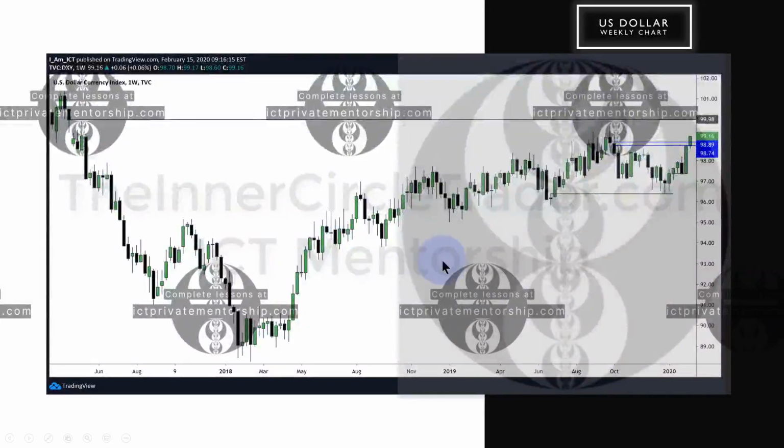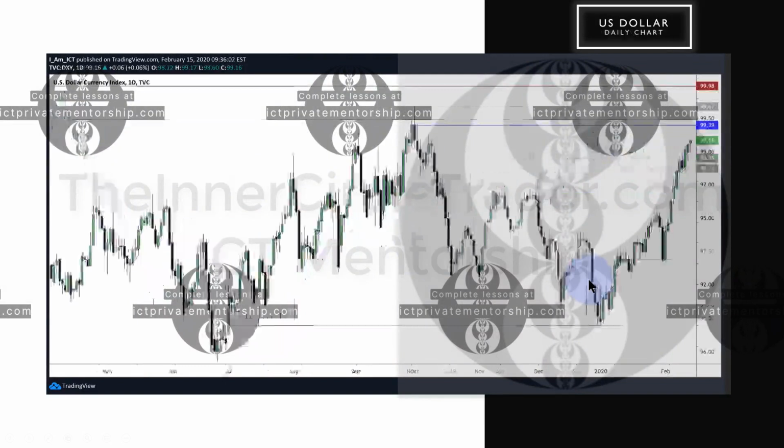So 99.98 is that level. I told everyone to more or less go to their weekly chart and see what that level takes you to, and it's the volume imbalance. Okay, it's going into the daily chart.